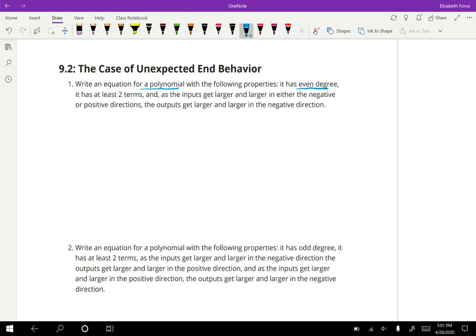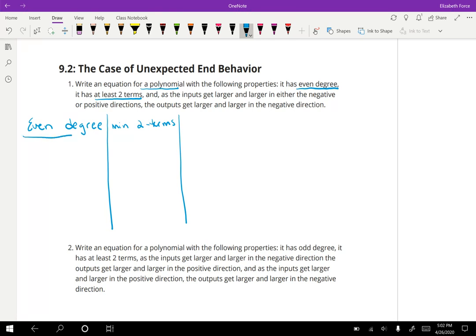It has to be an even degree. So we know that it has to be an even degree. It has to have at least two terms. So a minimum of two terms. So you can have 2, 3, 4, etc. And as the inputs get larger and larger in either the negative or positive directions, the outputs get larger and larger in the negative direction.